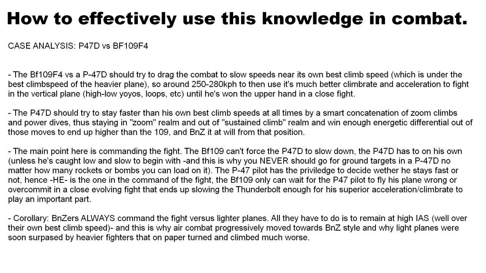The Bf-109F4 versus a P-47D should try to drag the combat to slow speeds near its own best speed, which is under the best climb speed of the heavier plane, so around 250 to 280 km per hour, to then use its much better climb rate and acceleration to fight in the vertical plane, using high yo-yos, loops, low yo-yos, whatever, but in the vertical, until he's won the upper hand in a close fight.